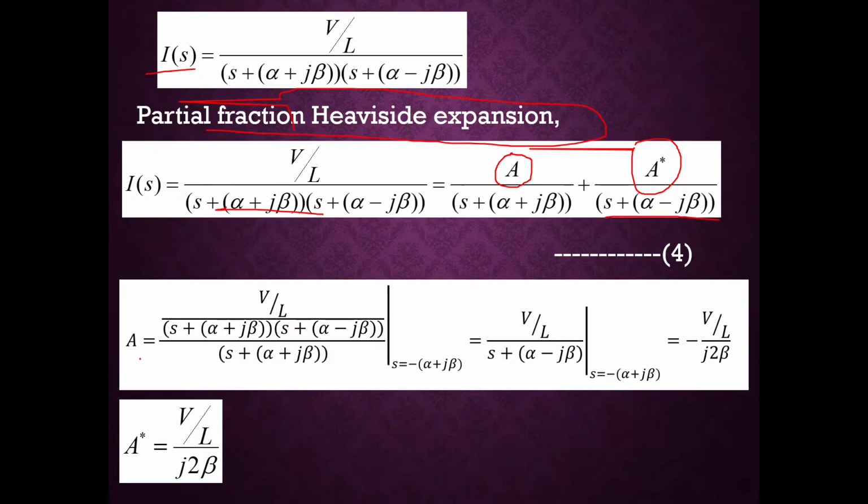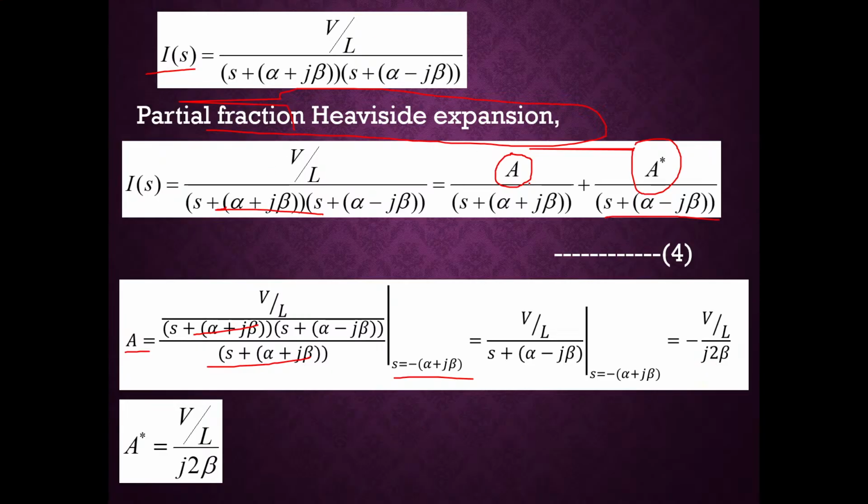Now let us determine the A value. I of s divided by s plus alpha plus j beta at s is equal to minus of alpha plus j beta. So s plus alpha plus j beta cancels, and just simplify it. Substitute s is equal to minus of alpha plus j beta instead of s, and if you simplify, the alpha terms will be cancelled. What is left over is minus V by L divided by j2 beta.